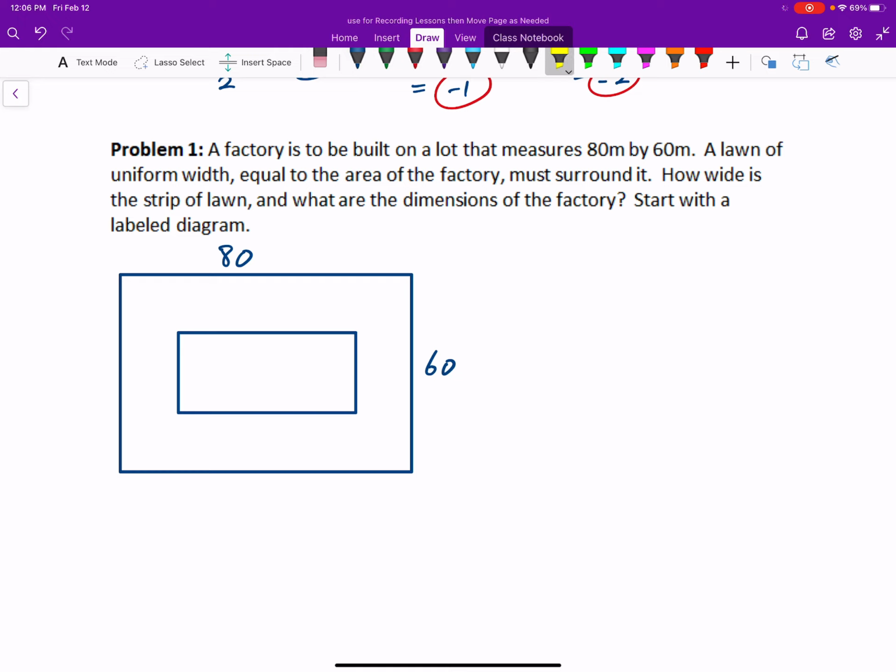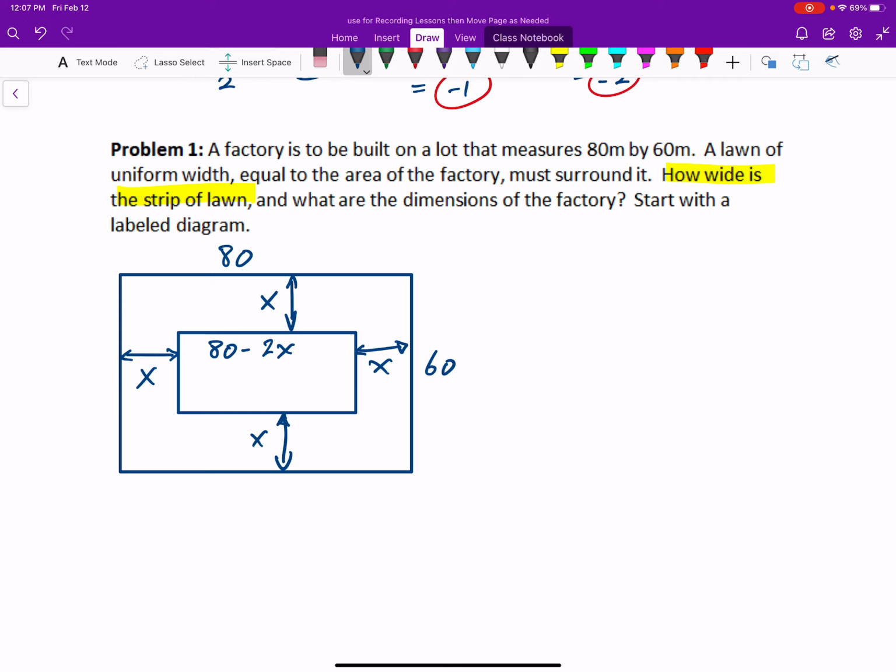That's one of the things we're being asked to solve. How wide is it? But why don't I let x represent that? So if x is the width, I'd have an x width here, but I'd also have an x width here, right? And I'd have a width of x here and here. The reason why I'm pointing that out is because that lets me know how long the length of the factory is going to be. It would be the 80 meters minus the two x's, one on either end, would give me the length of this long side of the factory. So it would be 80 minus 2x.